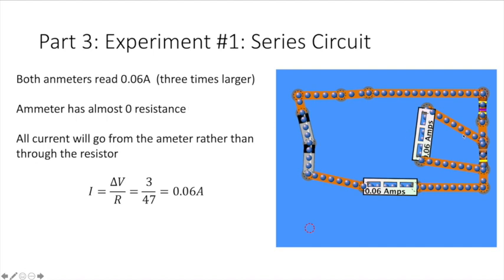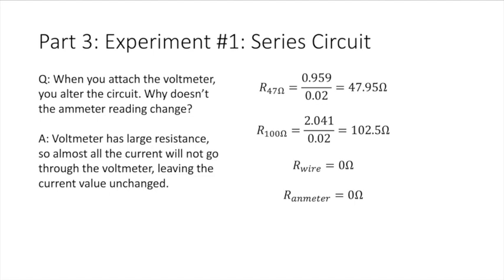Then I connected an ammeter in parallel with a resistor. As a result, both of my resistors read 0.06 A, which is 3 times larger than the first reading. This is because the ammeter has almost 0 resistance, and our current will go through the ammeter rather than through the resistor. And by calculation, we know that I equals delta V over R, which is 0.06 A, which is the same as my ammeter reading.